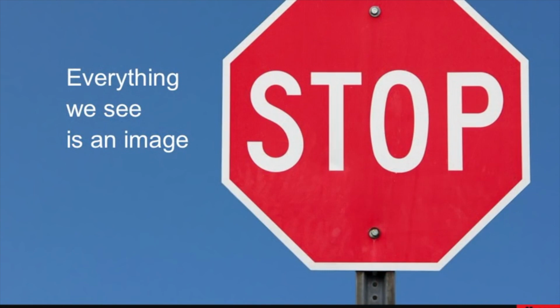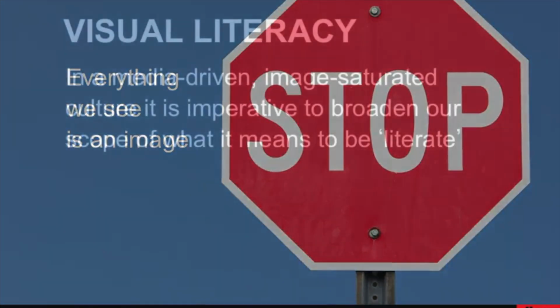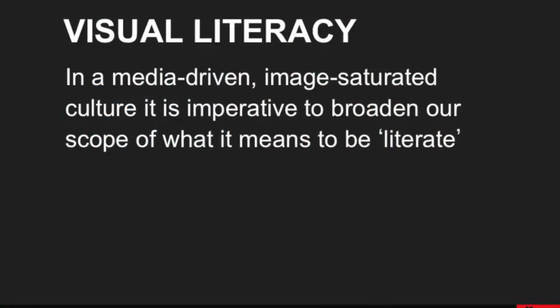Everything we see is an image. There really isn't a difference between text and image because a text is an image and an image is a text. So we have to learn how to read images through the process of vision. Now we know that today we live in a media-saturated age, an image-saturated age, where we're taking in images all the time, and we need to broaden what it means to be literate, to read images rather than text as image. So it's more than reading and writing, it's reading the visual world.